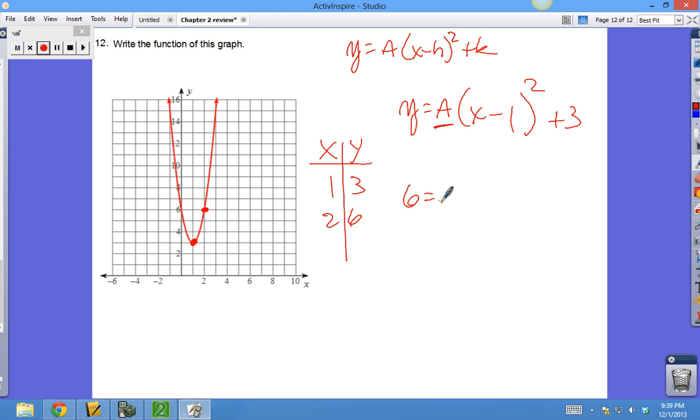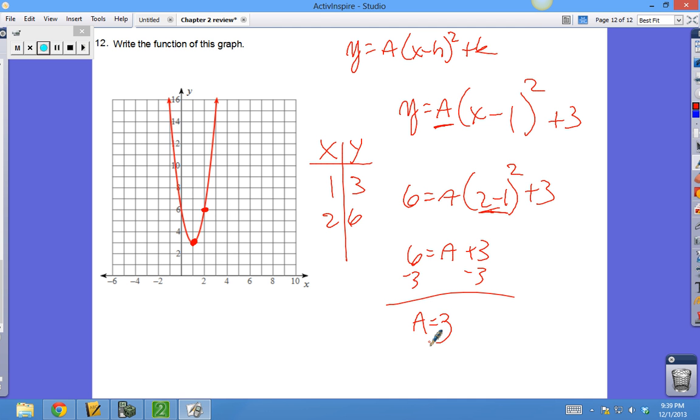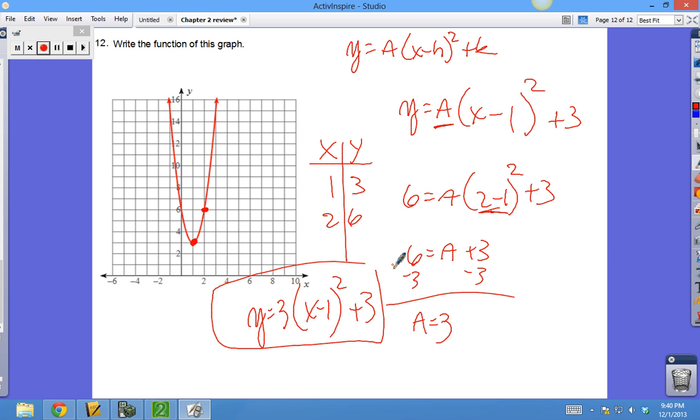So 6 equals a times 2 minus 1 squared plus 3. Parentheses first, that's a 1. 1 squared is 1. 6 equals 1 times a plus 3. Get a out by itself. Let's undo the plus 3: minus 3, minus 3. A is 3. So my answer is y equals 3 times x minus 1 squared plus 3, and that is the review. So if you're good on these and you've got some good notes, the test should be good.